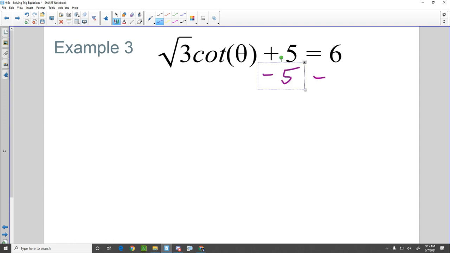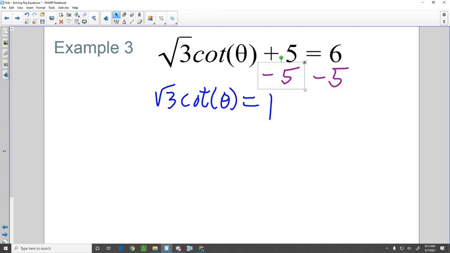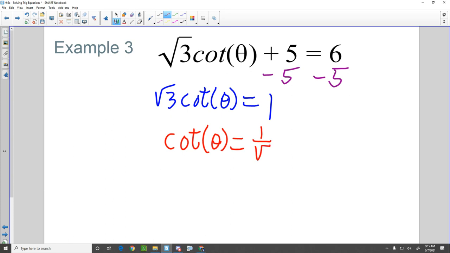All right, so I'm going to subtract 5 and get 1. Then I'm going to divide by root 3 on both sides. And we get to the point where we've got, hey, the cotangent of theta equals 1 divided by the square root of 3.